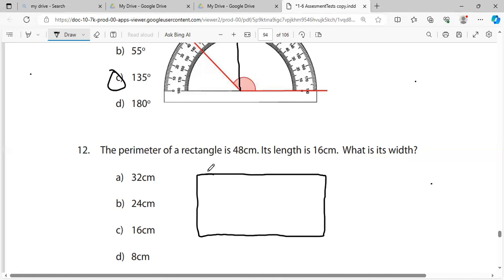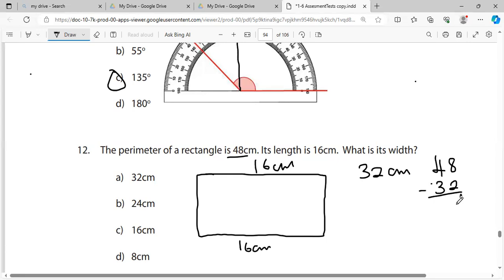So we know that the total distance all the way around is equal to 48 centimeters. We also know that the length is 16 centimeters, so let's put that in. Opposite sides are equal, right? So if we add 16 plus 16, the total length would be 32 centimeters. So all we need now is the difference from the 48, which is the entire distance around. So let's take away 32 from 48, and that will give us the total length for the width. You guys agree? Let me know in the comment section.